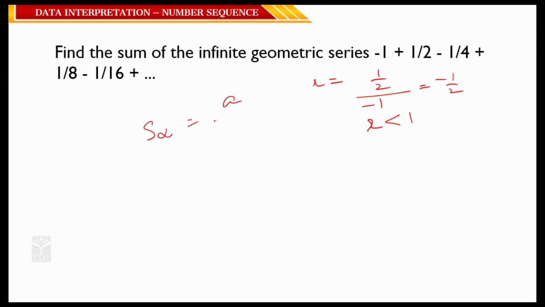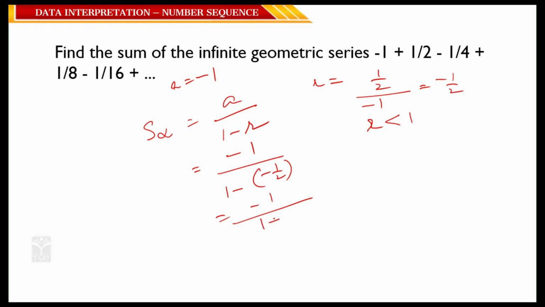Then the sum of this series, S infinity, is equal to A by 1 minus R, is the formula. So A by, what is A here? The first term A equals minus 1. Minus 1 by 1 minus of minus 1 by 2, which is 1 plus 1 by 2, that is minus 1 by 3 by 2, or you can say it is minus 2 by 3. Understand? So S infinity is equal to minus 2 by 3.